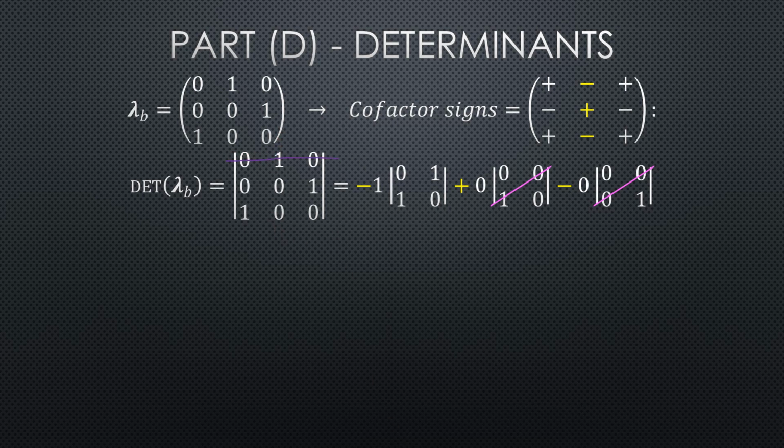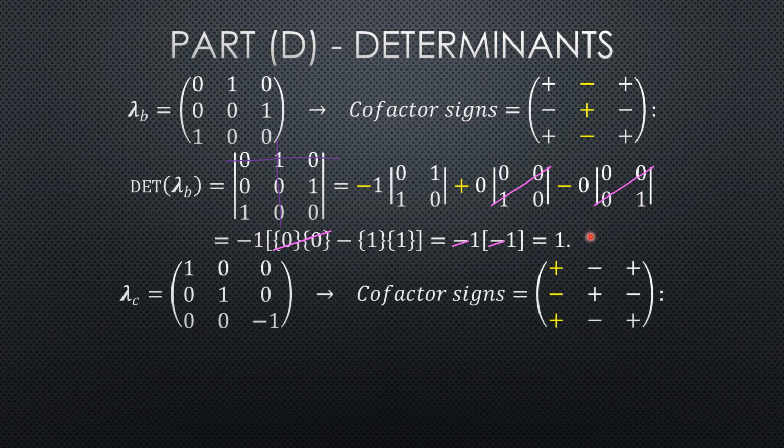Cross this row out, cross that column out, and now we see we have 0, 1, 0, 1, 1, 0, 1, 0, and now we just have one simple calculation left. 0 times 0, 1 times 1, take the difference, we see we have that, and then the 2 negatives cancel, so we get 1, so that's pretty good, and we'll talk more about why that's important.